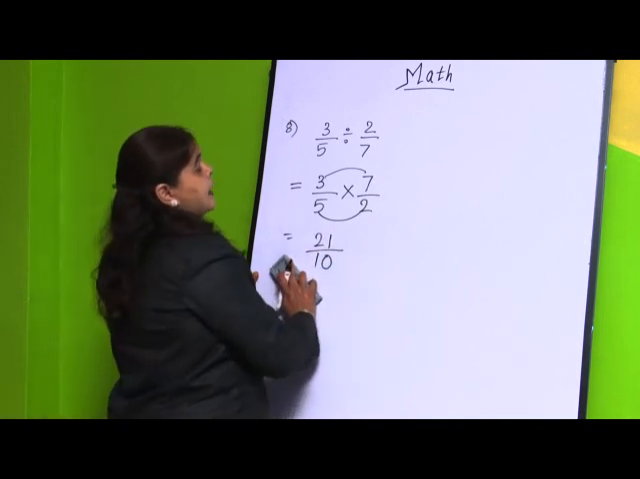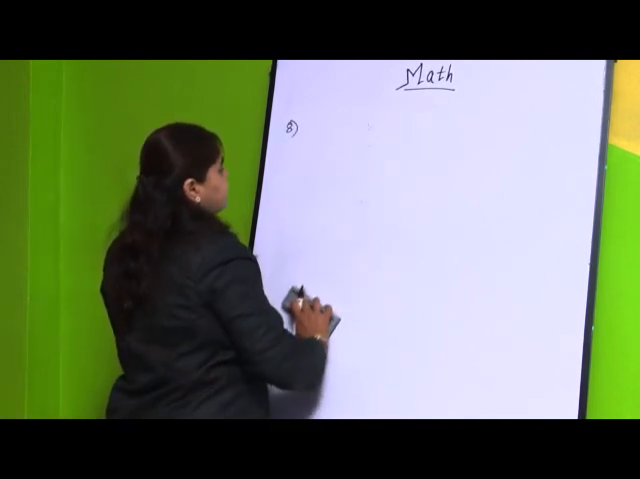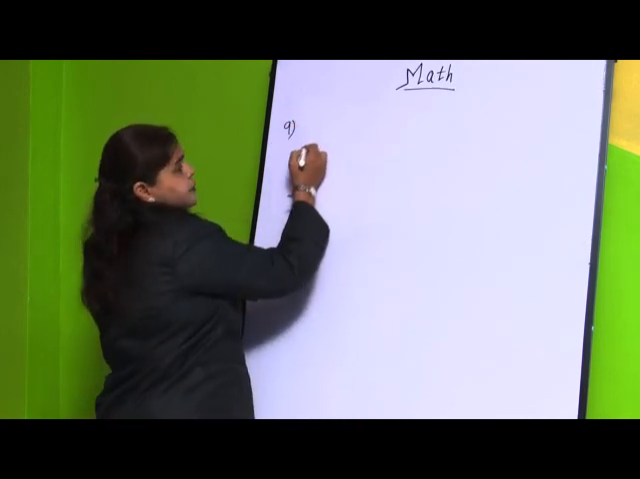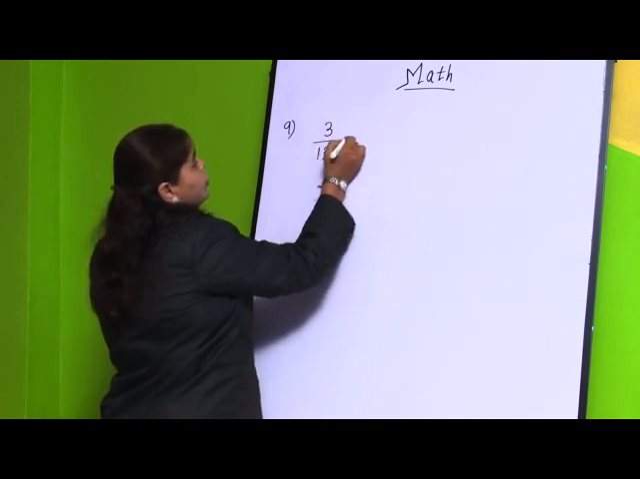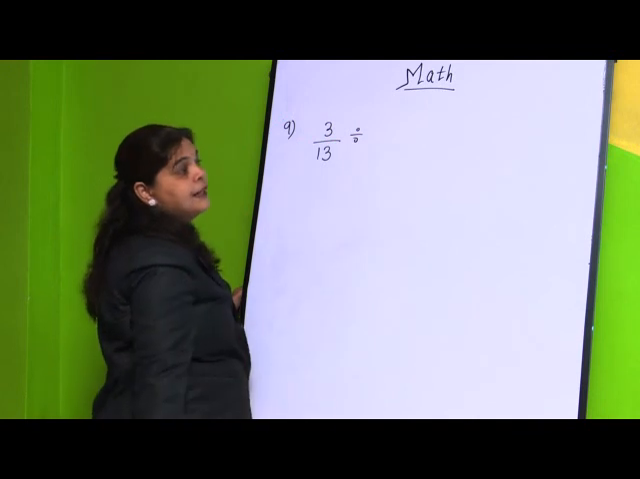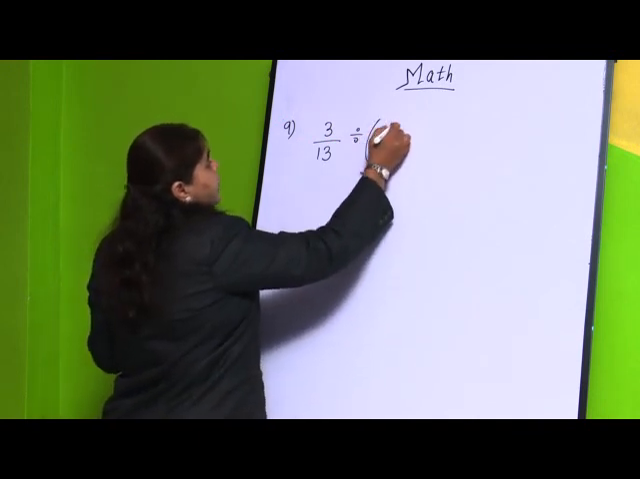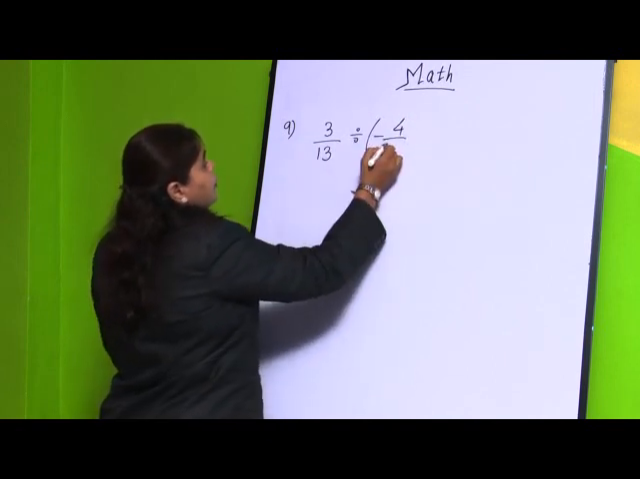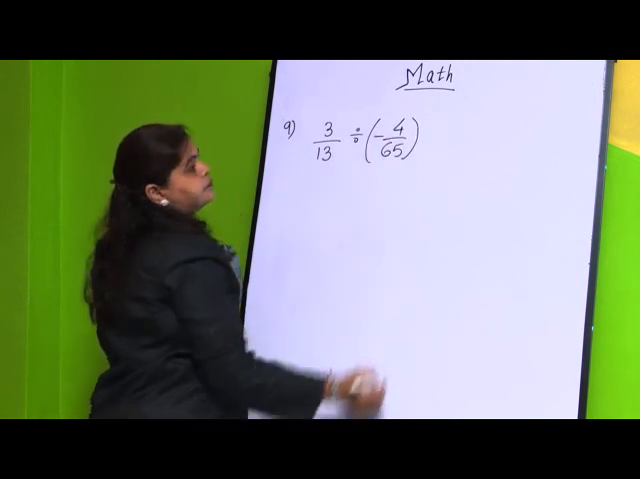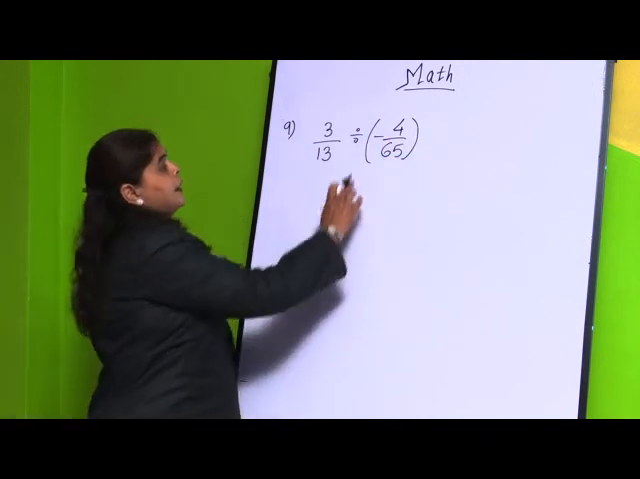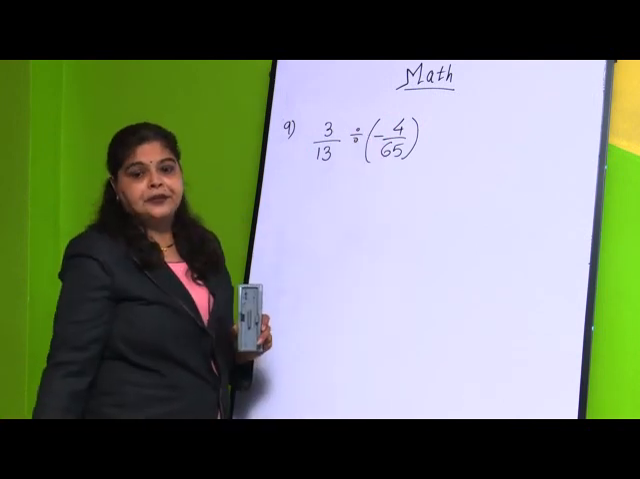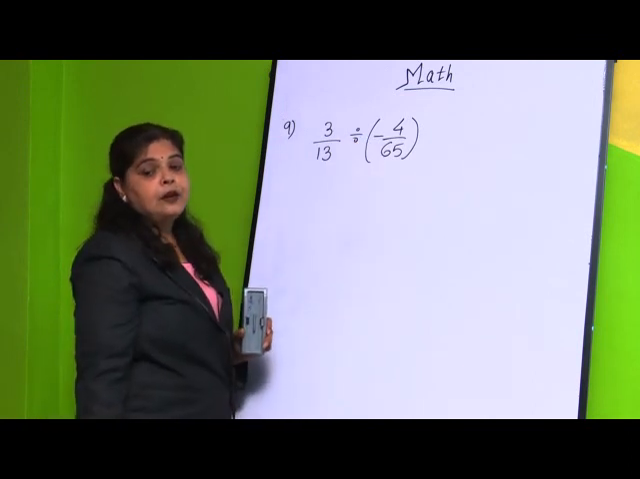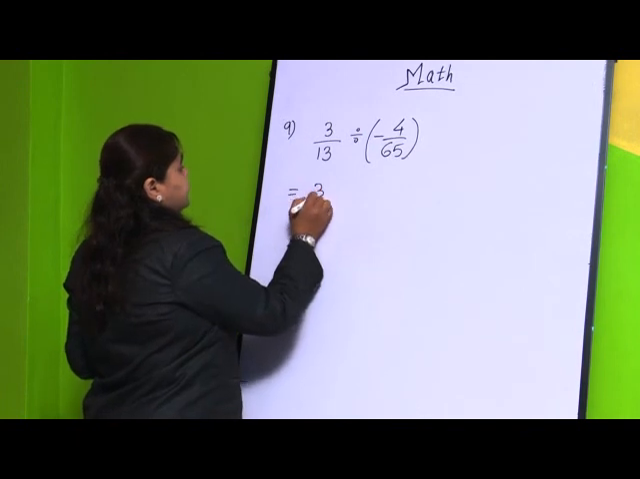Now, one more example which is simple only, just we are having somewhat higher number here. So, same steps we have to follow, same step. 3 upon 13 minus 4 upon 65, minus 4 upon 65. Now, you might be thinking why it is written in the bracket. Yes, you can write directly, but we can't write directly because both the signs are very close to each other. So, we will write step by step.